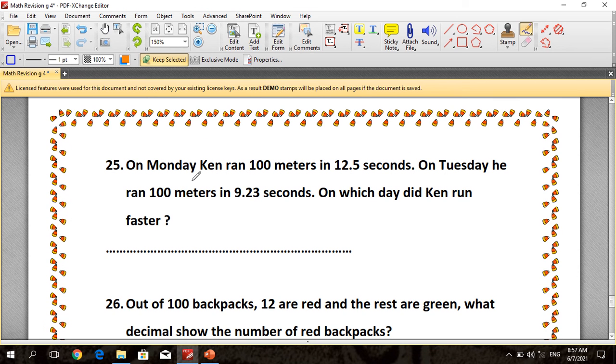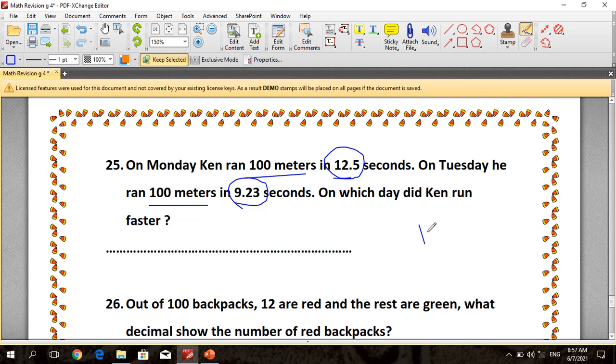Now, let's see question number 25. He tells you that on Monday he can run 100 meters in 12.5 seconds. On Tuesday, he ran 100 meters in 9.23 seconds. On which day can he run faster? Faster means we need the smaller number, okay? Because here he runs, we need to know faster. That means he takes a shorter time. Okay, so here we have 12.5, 9.23.